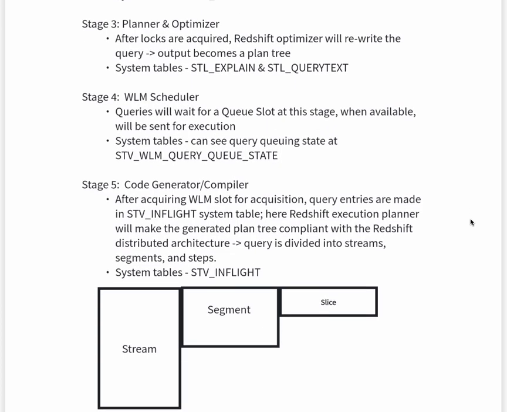Next stage is Planner and Optimizer, which is a very powerful feature of Redshift. The Redshift optimizer is a very intelligent service. It will rewrite your queries to make sure that you are making the best use of Redshift design. So basically, Redshift is a distributed data warehouse.